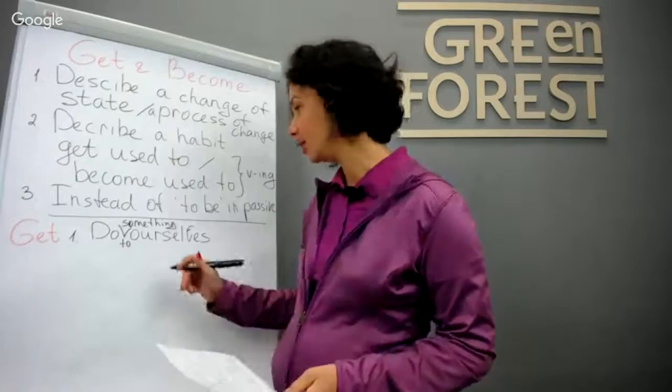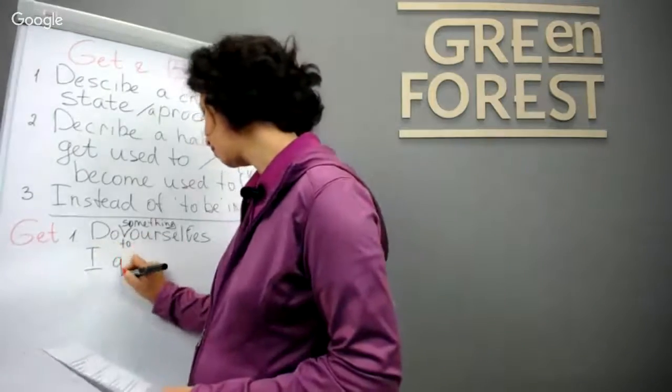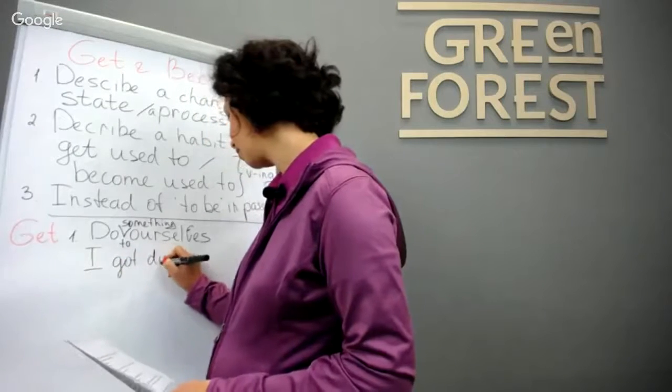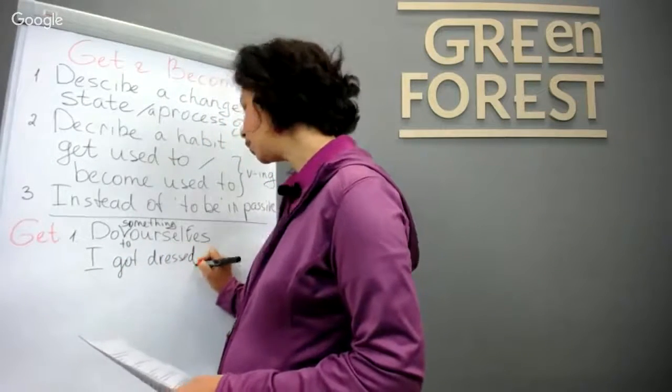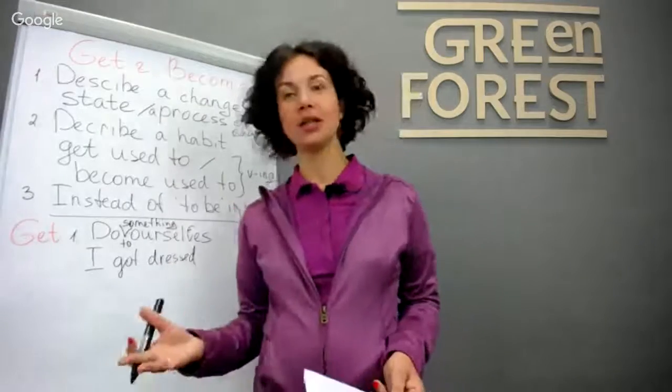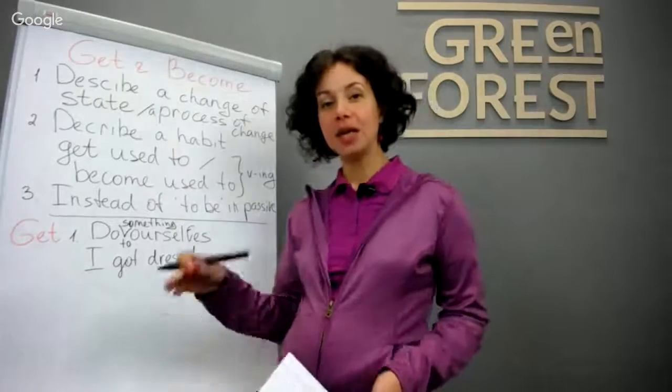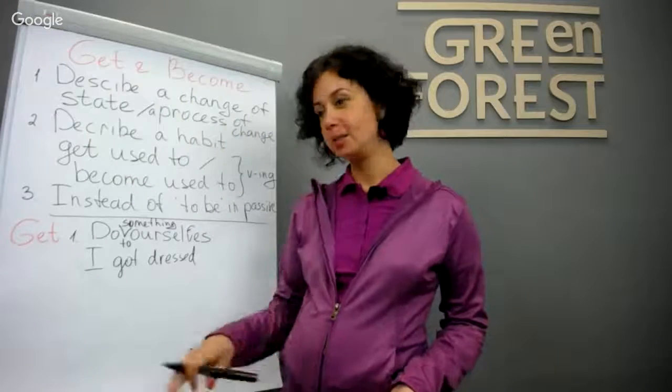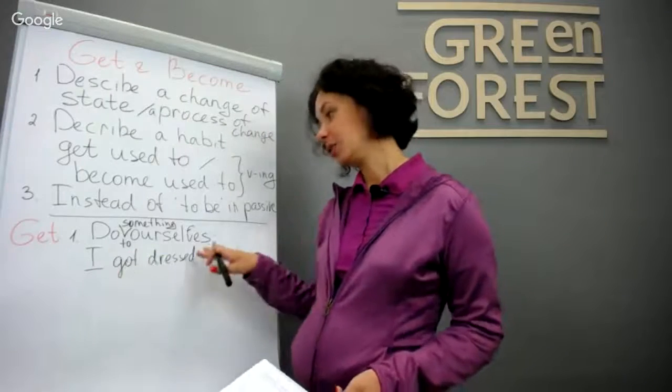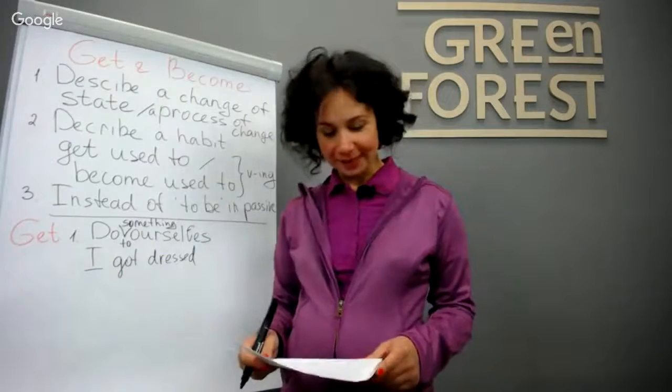For example, I got dressed. For sure, you did it by yourself because you say I got dressed, not I was dressed. If you say I was dressed, that means that somebody did it. But I got dressed means that you do it to yourself, let's say.